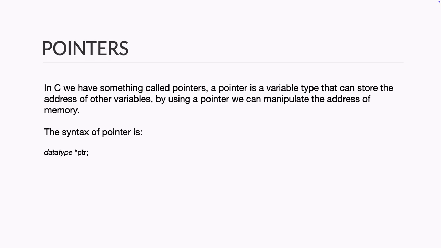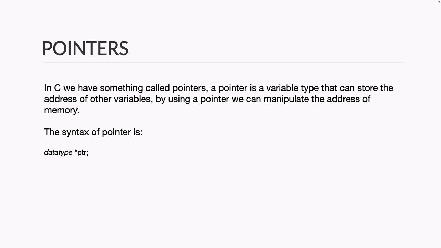In this video, I will explain how to access and modify registers in a microcontroller. I will start by explaining pointers, which is essential to understanding how to access registers. In C, we have something called pointers. A pointer is a variable type that can store the address of other variables. By using a pointer, we can manipulate the address of memory.